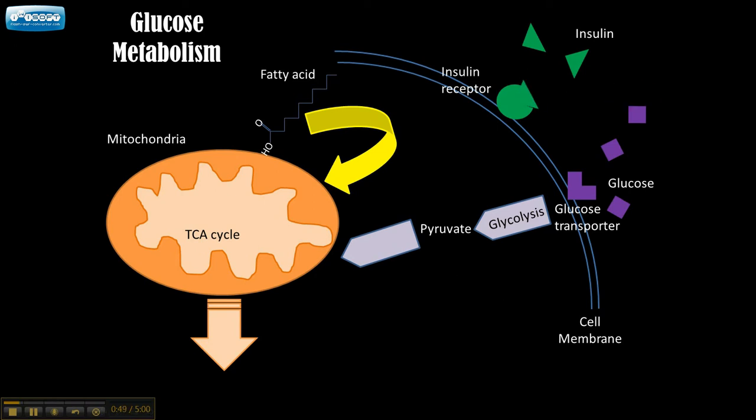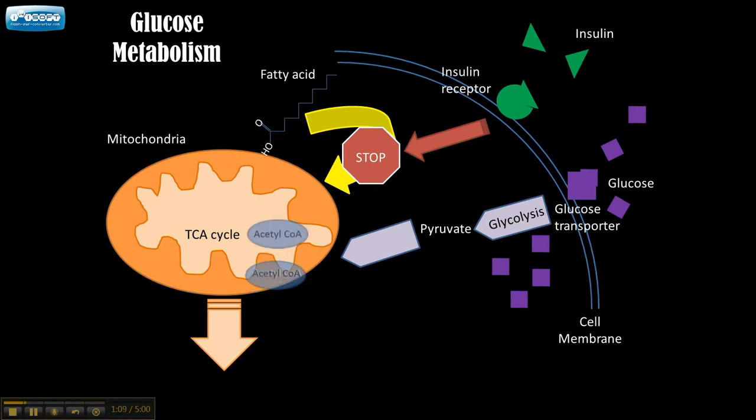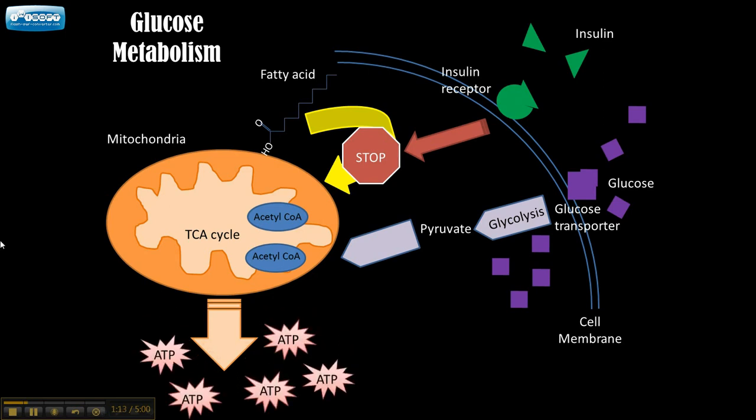So what normally happens is that insulin binds to the insulin receptor. This then allows glucose to be transported into the cell. At the same time, insulin prevents the beta oxidation of fatty acids. Once glucose enters the cell, it enters the process of glycolysis and gets broken down into pyruvate. Pyruvate then can get further broken down into acetyl-CoA to enter the Krebs cycle to produce energy. So this is what happens during normal glucose metabolism.